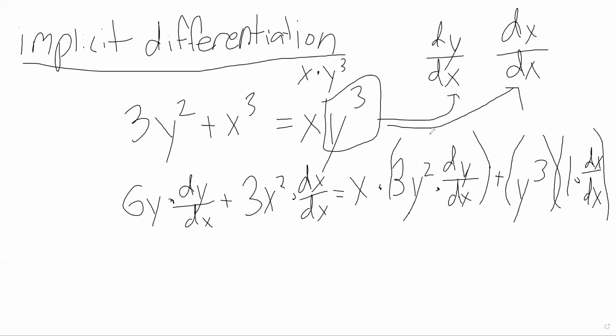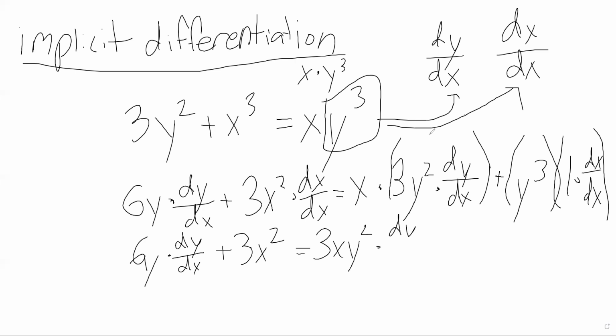So now, always after that step, make a cleanup step. So we have 6y times dy over dx plus 3x squared times dx over dx, but dx over dx is just 1, so 3x squared equals x times 3y squared times dy over dx. So I'm going to say 3xy squared times dy over dx plus y cubed times 1 times dx over dx. Remember, dx over dx is just 1, so it's going to be 1 times 1, which just ends up being 1. So we're just going to be left with y cubed over here.